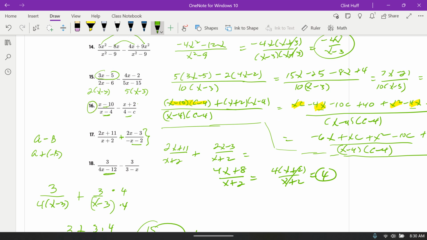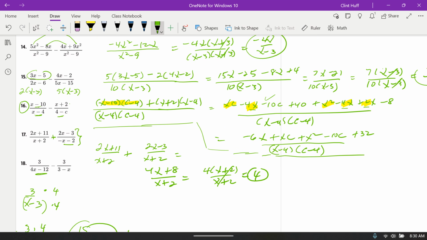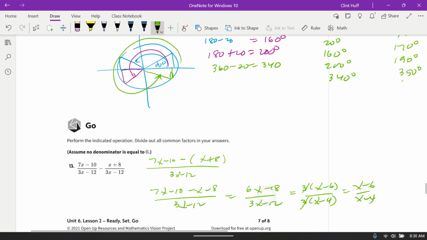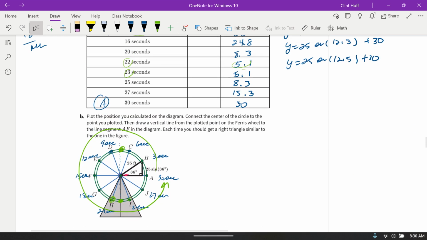I'm going to check that one more time. So I changed it to what? Plus the opposite. x minus 10 times c minus 4: xc minus 4x minus 10c plus 40. That checks. And x squared plus 4x minus 4x plus 28. That checks. All right, that's it. So that was unit 6, lesson 2.